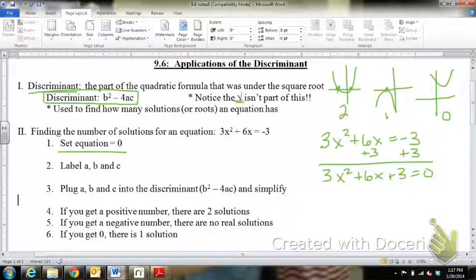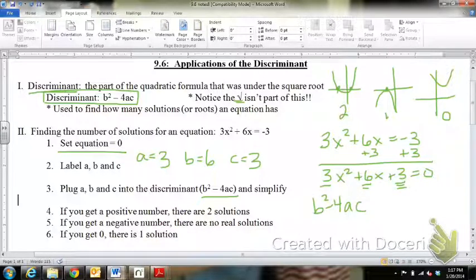Now I want to label my a, b, and c. So based on where everything lands, here's my a, it's 3, b is 6, and c is also 3. And I plug these 3 numbers into b squared minus 4ac. So b squared would be 6 squared, minus 4 times a is 3 times c is 3. 6 squared is 36. 4 times 3 is 12 times 3 is also 36. So I get 0 as my answer.